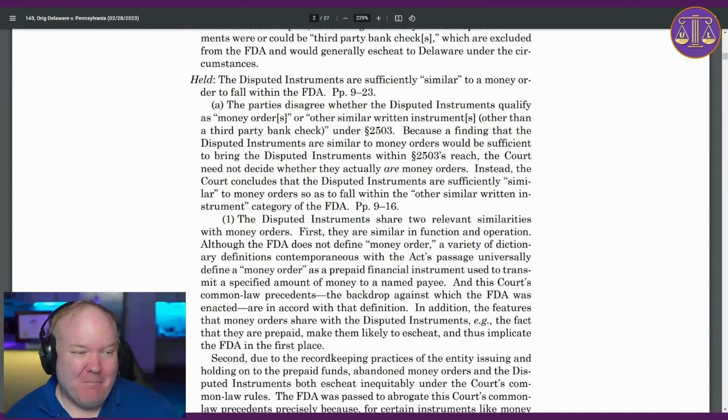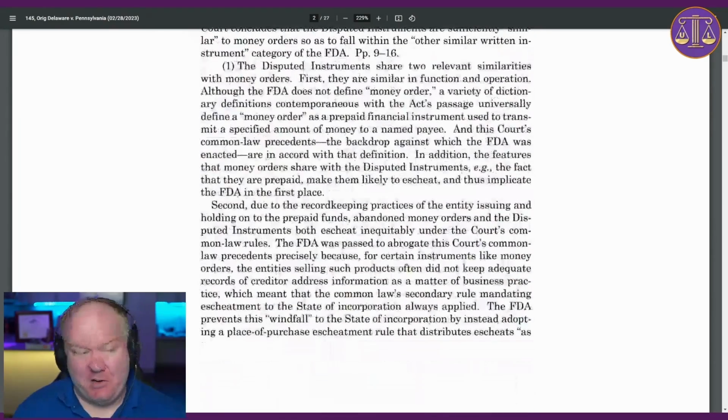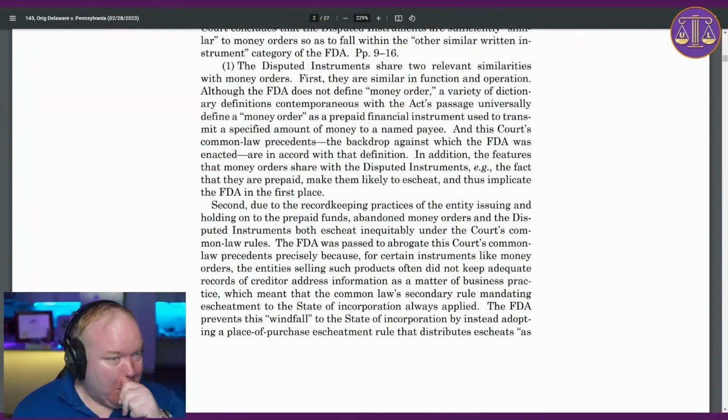They've appointed a special master, and special master's like, how about third-party bank check? And the Supreme Court's just like, no, they're not. They're money orders. Delaware just lost a lot of money. Delaware just lost a shit ton of money. Delaware is sad, but that's where we're at. Delaware is going to have to write some pretty big checks of their own here in about a second.